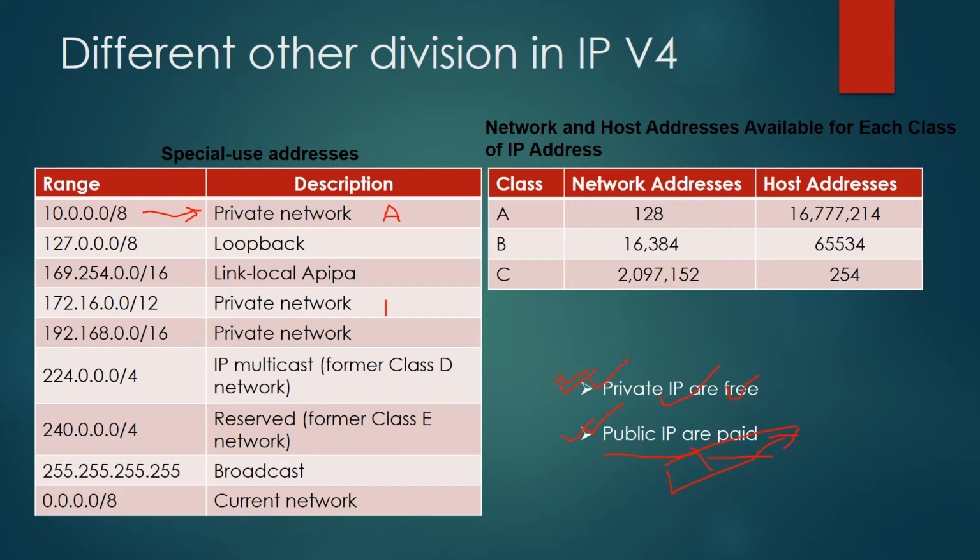Similarly, class B has an IP address range called 172.16.0. So any address which is starting from 172.16, you can say it is class B and it is a private IP address. It is free. And in class C, we have the 192.168 series. So this is the class C private address. Okay, so three private address ranges we use generally in IPv4: 10, 172.16, 192.168.